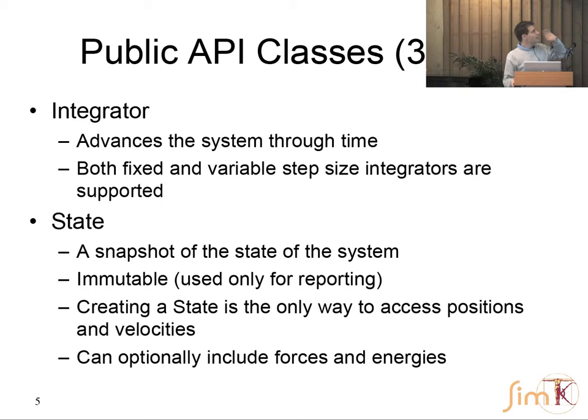Finally, we have a class called state, which is basically a snapshot of the system at any moment in time. The way you create a state is to call getState on your context. A state object is immutable, whereas your context is constantly changing. It describes the current parameters of your simulation. If you want to query that, you call getState, and that returns to you this immutable snapshot of what the values of those parameters were at any moment in time.